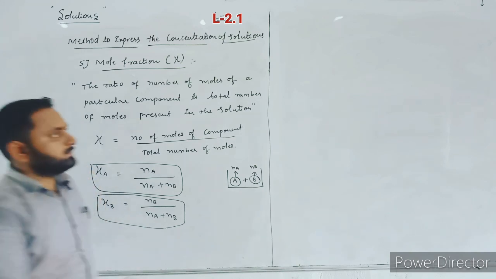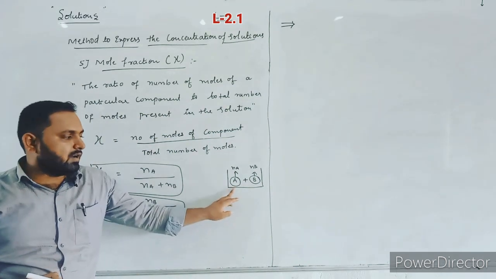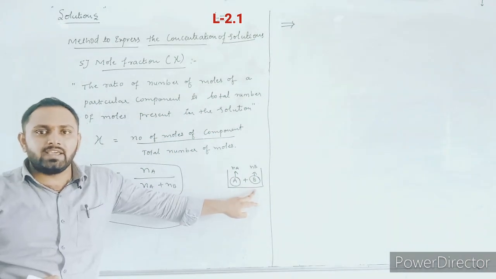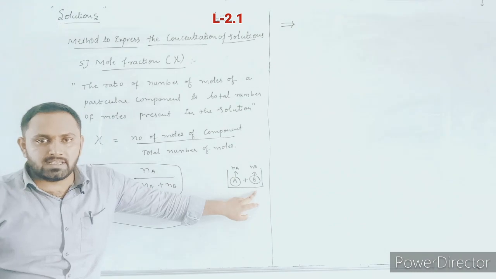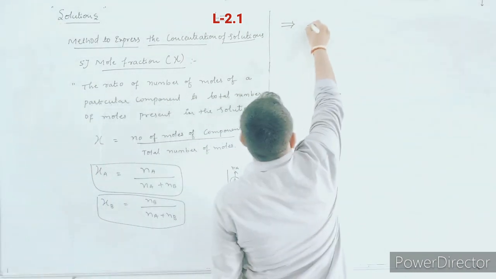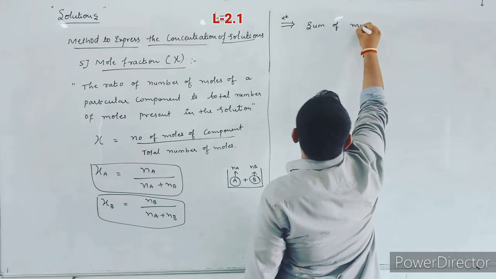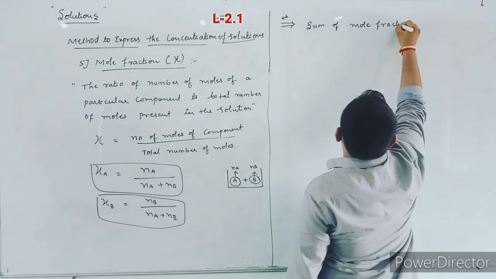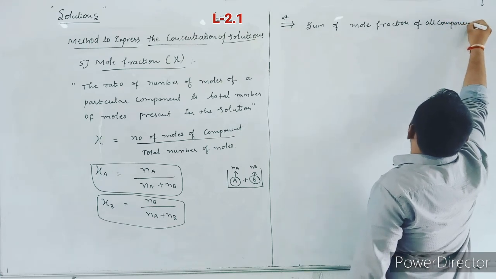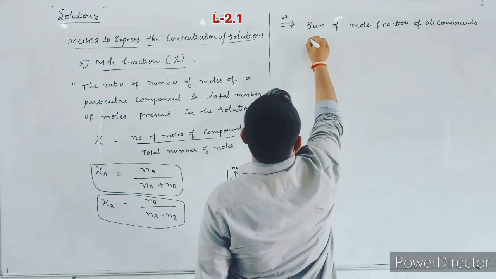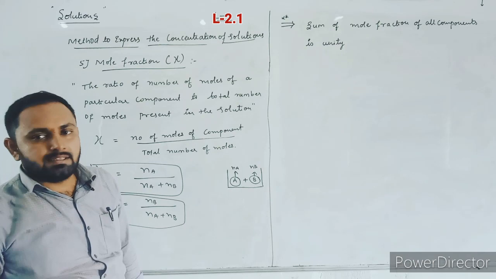The next point, the sum of mole fraction of all the components in the solution is always equal to 1. This point is very important: the sum of mole fraction of all components is unity.